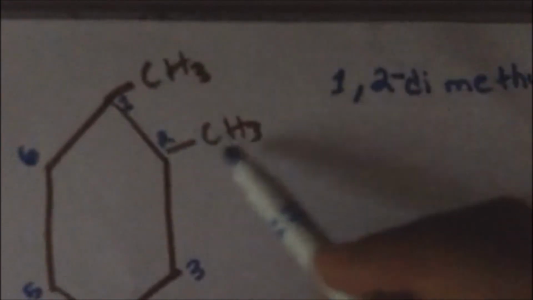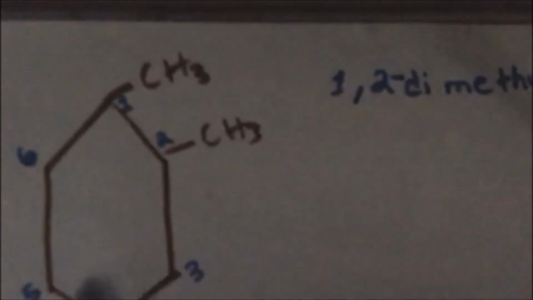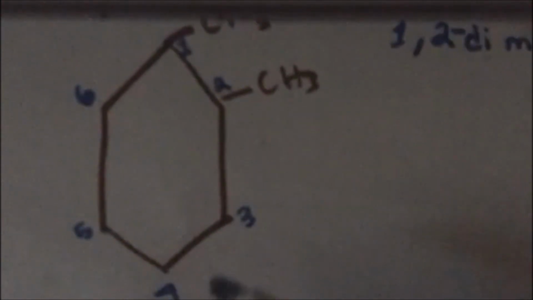Now we already know the position, and we already know how each of the hydrocarbons is named. Now that we know that, we just put here that it is a benzene. And that's all. This is a good example to know how to name an aromatic.